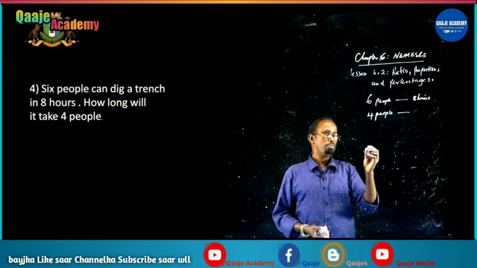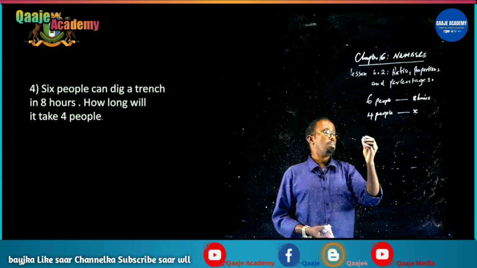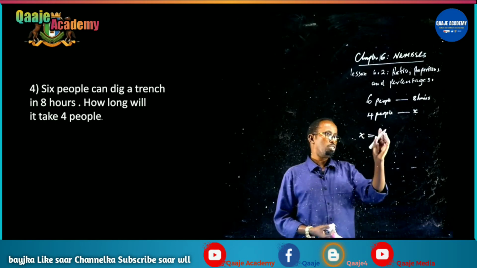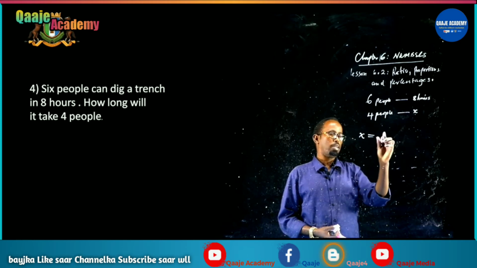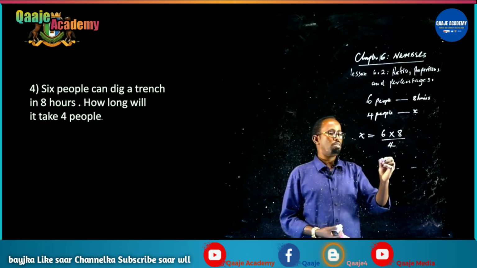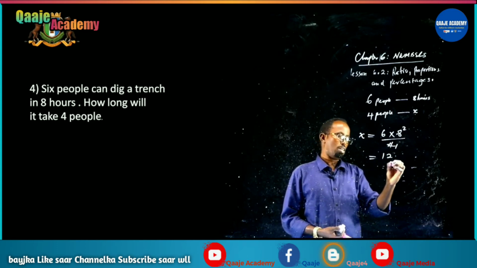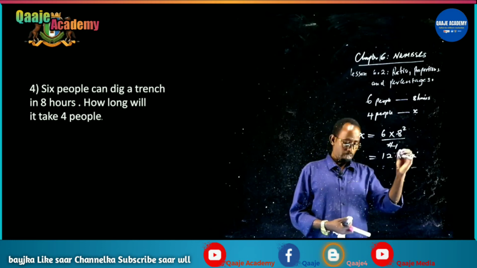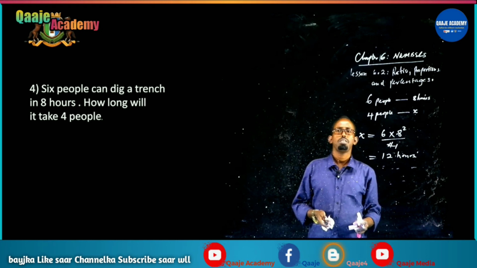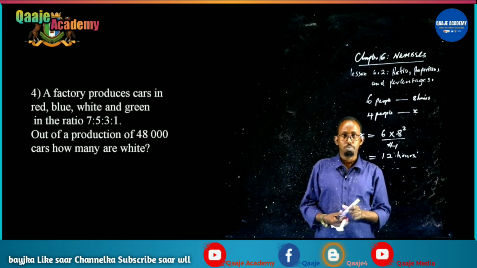So therefore, what I will do is call this X hours, the number of hours. So X will be equal to, this time you don't use cross, but you use direct multiplication. You say X equals 8 times 6 divided by 4. You say by 4, 1 by 4, 2. You get 12 hours. 12 hours.